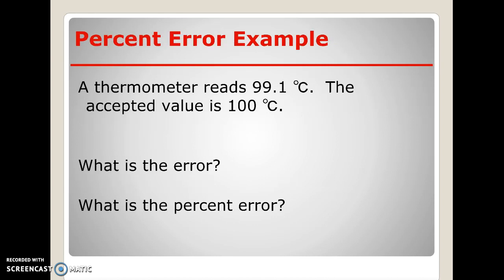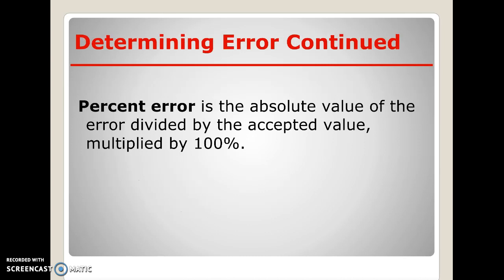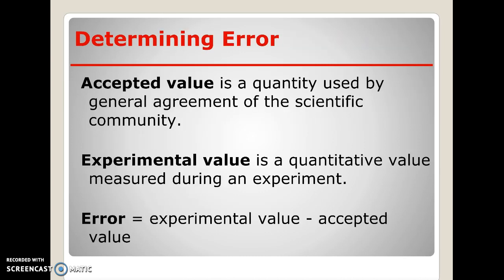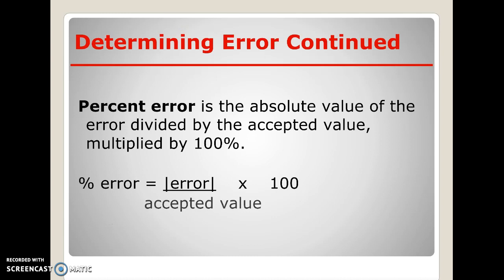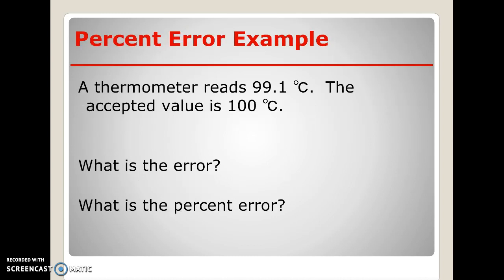And the accepted value is 100 degrees Celsius. The question is, what is the error? And then what is the percent error? So you're going to use these formulas. First of all, the error is experimental value minus accepted value. And then your percent error is the error over the accepted value.